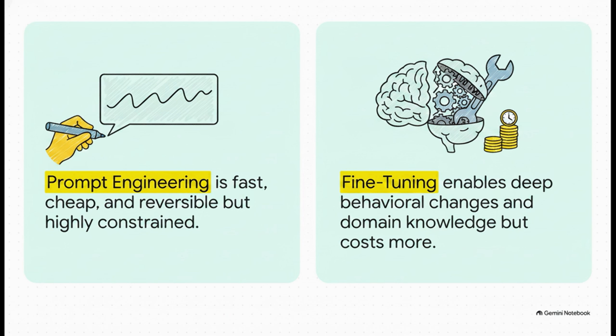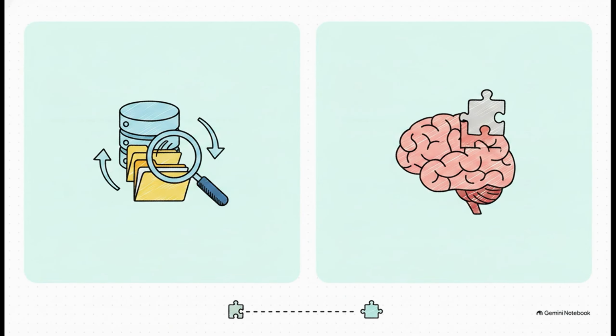Fine-tuning, though, that physically updates the model's parameters. It enables really deep behavioral changes and true domain-specific knowledge. But yeah, it definitely costs a lot more in terms of compute and setup time. Which brings us to the massive industry debate everyone's always arguing about: fine-tuning versus RAG, or Retrieval Augmented Generation. Let's make this super simple.